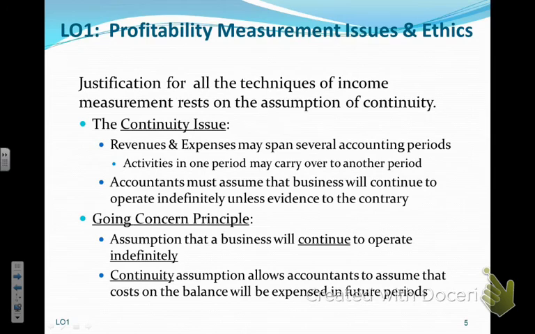This also relates to the going concern principle. The going concern principle assumes that a business will continue to operate indefinitely. The continuity assumption allows accountants to assume that the costs on the balance sheet of a business will be expensed in future accounting periods and matched with the revenues that they will generate. If a firm is not considered a going concern, financial statements may be prepared on the basis of what we would call liquidation value of the assets. That is when we think that those assets may be converted to cash, and so therefore we value them at their cash value at that point in time.